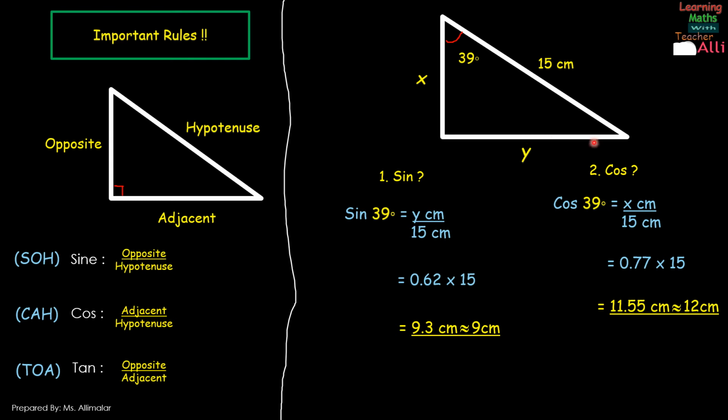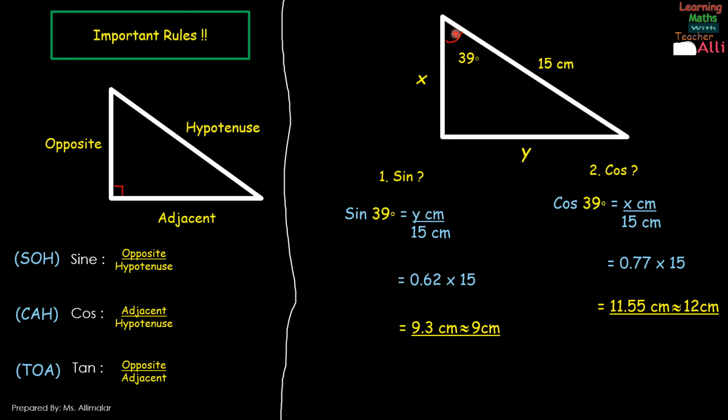Which one do you want to find first? Okay. Let's find y. Then we find x. Now let's find y. You have the angle here, 39 degree. Now imagine this is your eyes. Can you see the red line? Okay, you have a red eyes. You're standing here. You're looking at this line. You need to find this line.